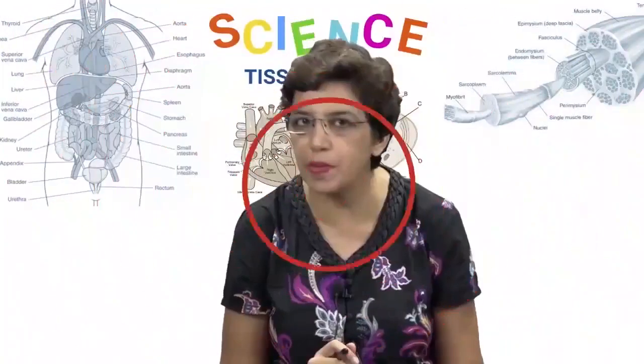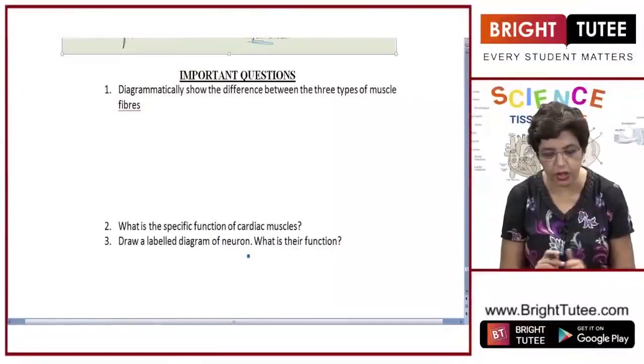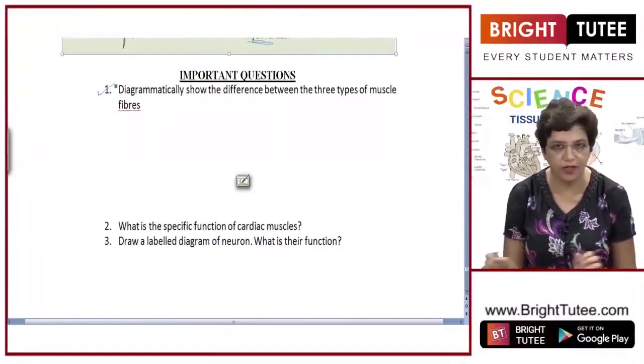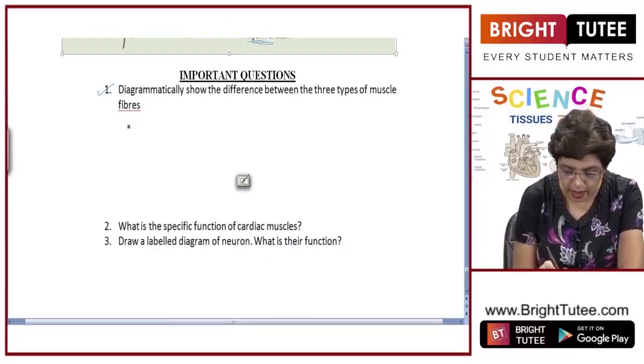Now let us take up some important questions from the animal tissue. First question: diagrammatically show the difference between three types of muscle fibers. So I'll just draw a rough diagram to help you understand this. So first is the striated or the voluntary muscles.